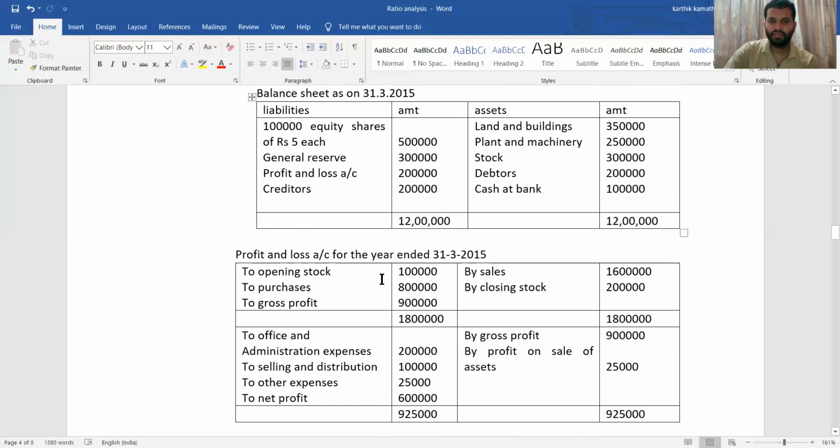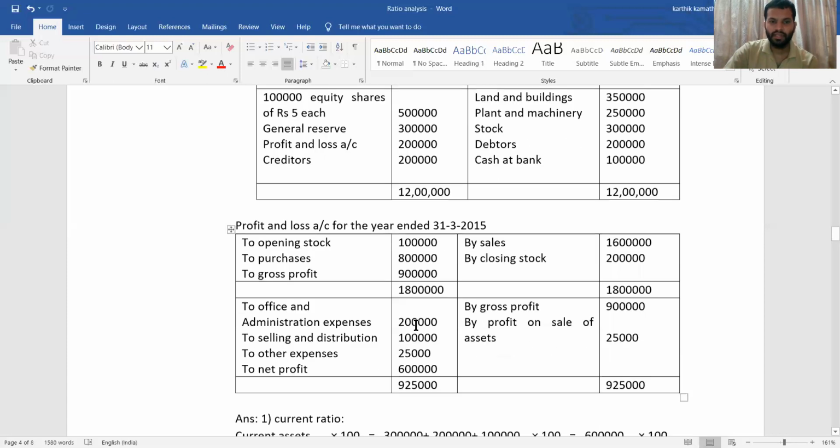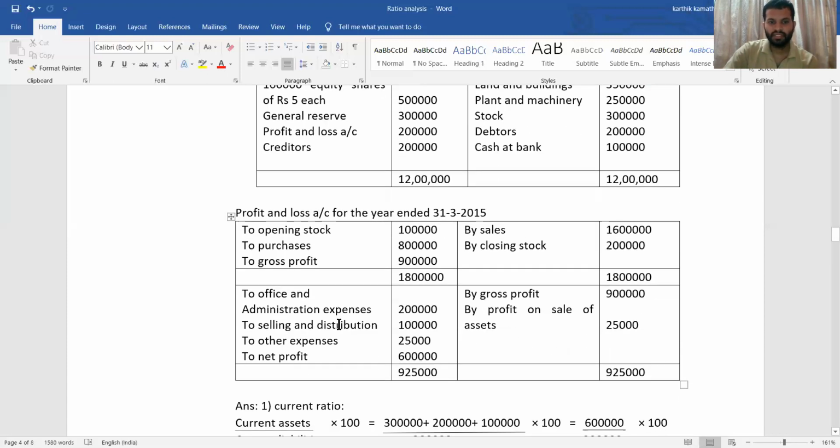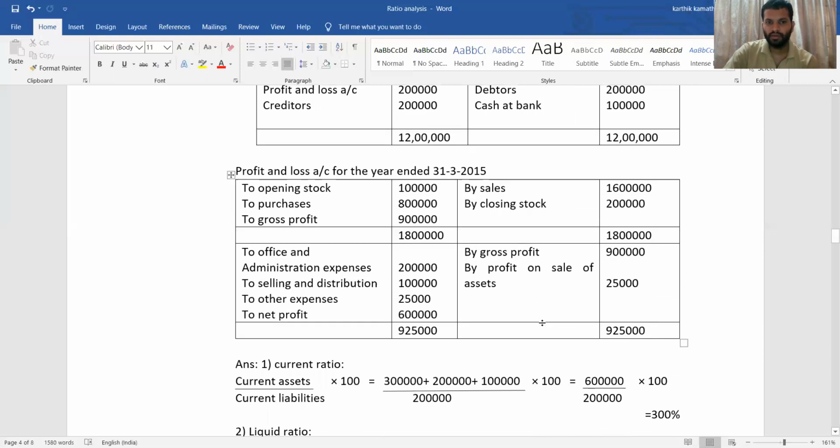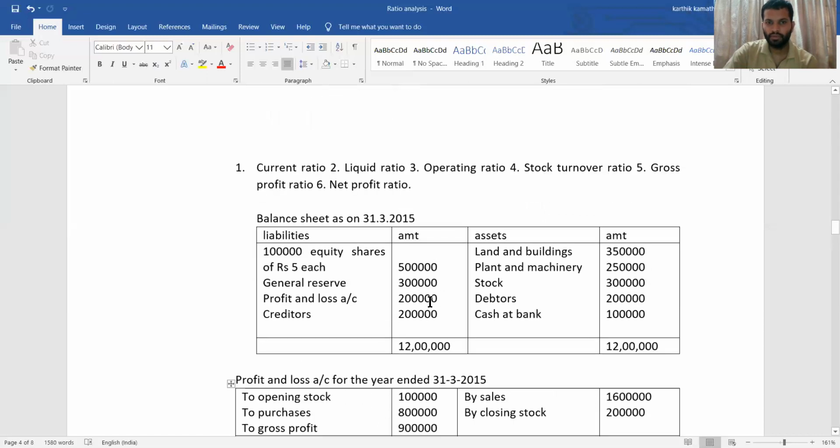Profit and loss account for the year ended as on 31st March 2015 is also given. So here opening stock, purchases and gross profit information is available, and credit side by sales and closing stock information is given. Then office and administrative expenses, selling expenses, other expenses are also given in the profit and loss account debit side, and profit on sale of asset is also mentioned on the credit side. So total of the profit and loss account will be 9,25,000. By using this information, you are going to calculate the ratio.